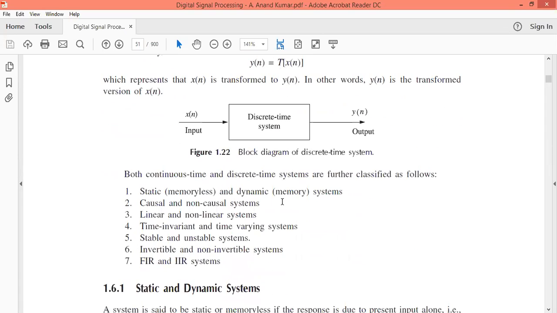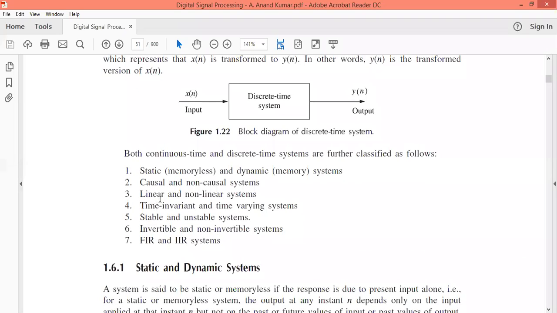Now we see the classification of systems. In the classification of systems, the first one is static and dynamic systems. The second one is causal and non-causal systems, then linear and non-linear systems, time invariant and time varying systems, stable and unstable systems, invertible and non-invertible systems, and FIR and IIR systems. So these are the seven classifications of discrete time systems.